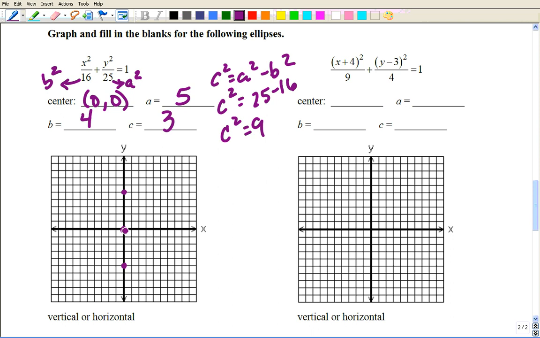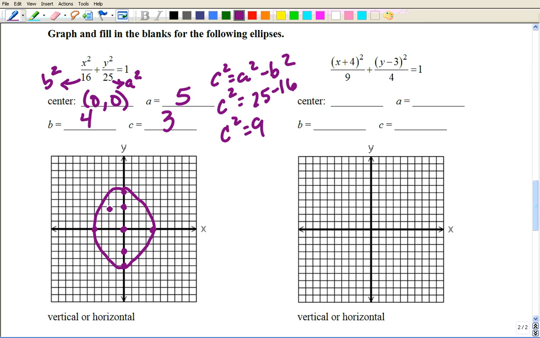B will be going left and right, the different direction from the a, so we'll go to the left and right 1, 2, 3, 4, and 1, 2, 3, 4. And then there's c. It always goes in the same direction as a, so I'll count up and down 1, 2, 3, and 1, 2, 3. I don't connect anything with the foci or the center, but I do connect the vertices and co-vertices together.